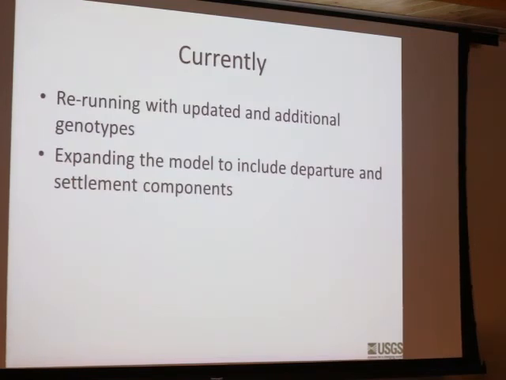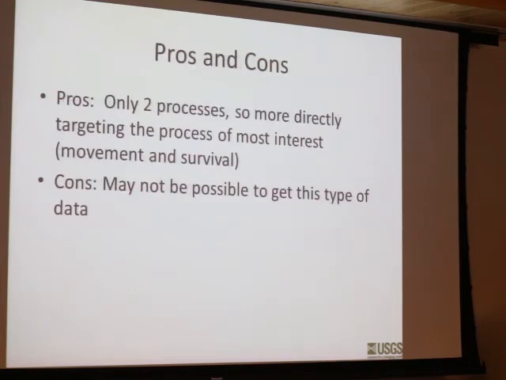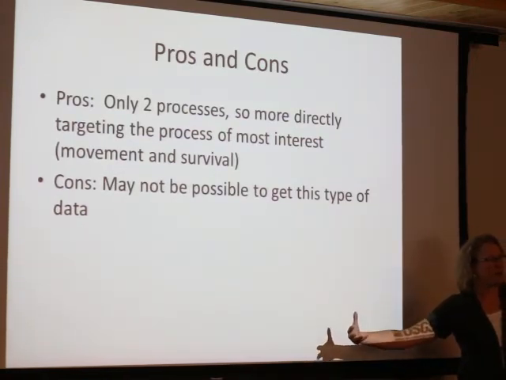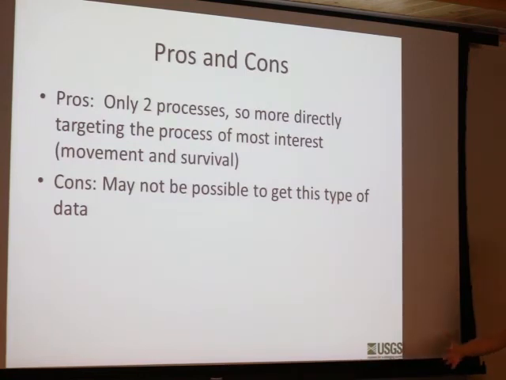All right. So currently we're rerunning this with the updated and additional genotypes, and expanding the model to include those other components. So, this approach works for me for these bears, but I recognize it's not ideal for everyone either. Again, it's simpler because it's only two processes. It's just survival and movement, dispersal movement specifically. So it's more directly targeting the processes that we might be interested in in terms of dispersal and planning for corridors.